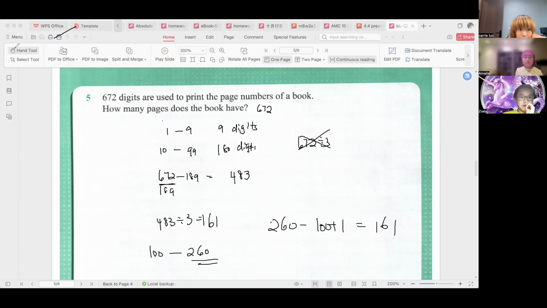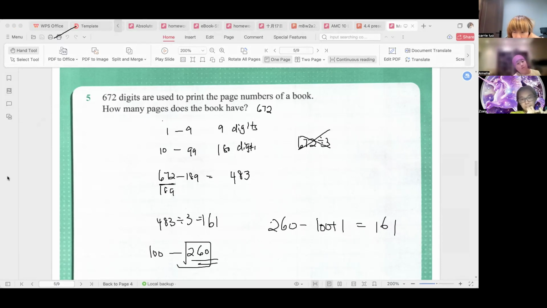So what is our final page? I didn't do it that way. I just did 161 plus 99. Yeah, it's the same thing, right? Yeah, okay. Correct, so it's 161. So that's why the final page is 260.